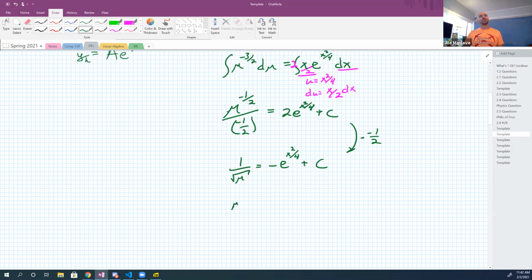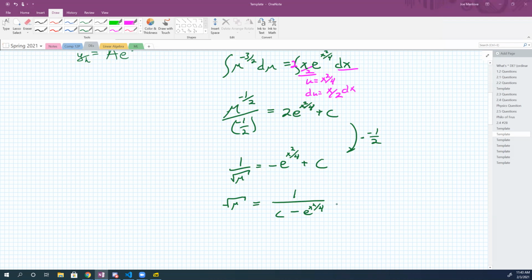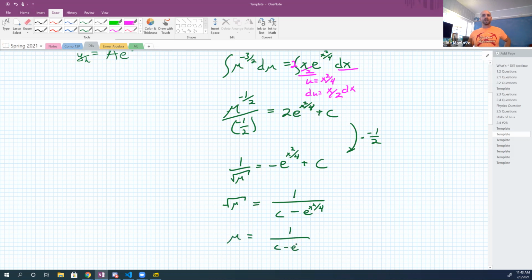Yep. So now if I flip both sides over, I have the square root of mu is 1 over a constant minus e to the x squared over 4. And I think what you're saying is that if you introduce the constant later, it ends up in the wrong spot. Yeah, basically you end up getting y equals 1 plus c, because you're able to divide by something that you shouldn't be able to. Yep. And then here we just square everything. So we get mu is 1 over c minus e to the x squared over 4, all squared.